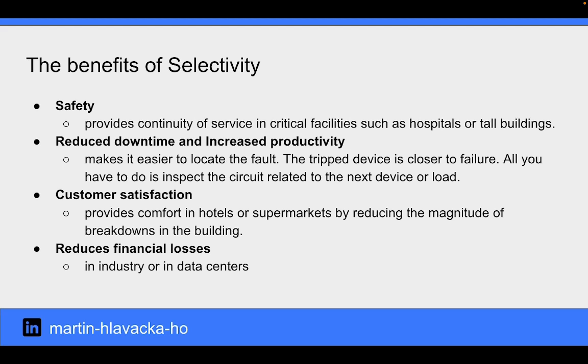The third benefit is customer satisfaction, as it provides comfort in hotels or supermarkets by reducing the magnitude of breakdowns in the building. The fourth benefit is the reduction of financial losses in the industry or data centers.